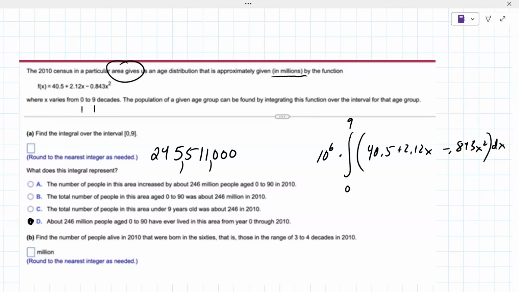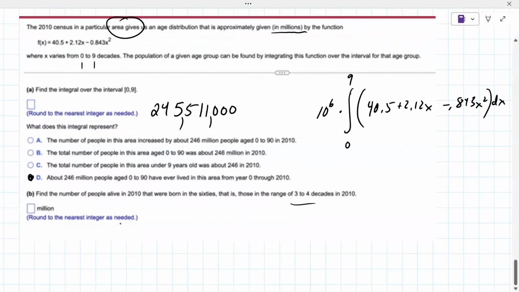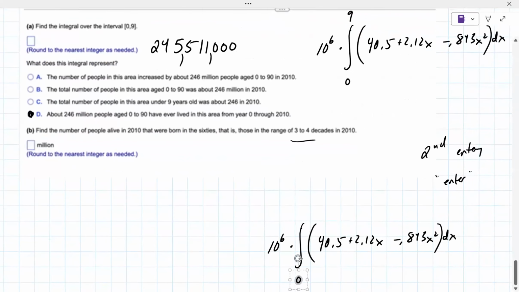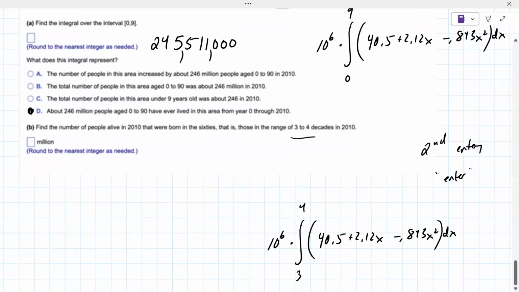So the next problem here is to do the same integral, but from 3 to 4. You might be able to do what's called a second entry, which is under enter, and that will recall your last answer. And you can usually edit it, so you only have to change the bottom and the top limit. It can be very frustrating to keep typing stuff.